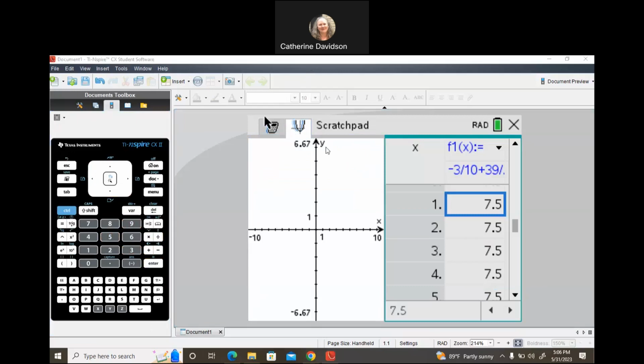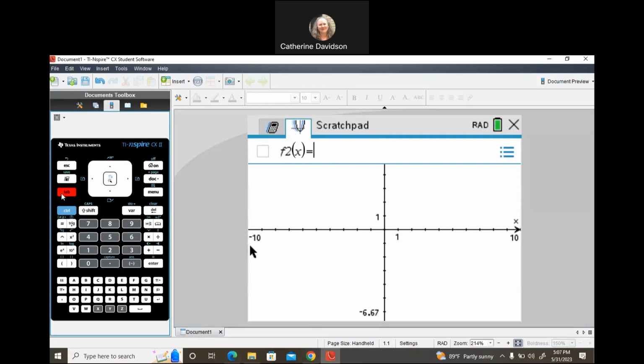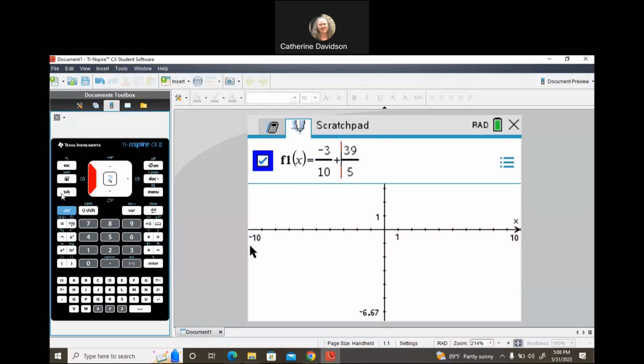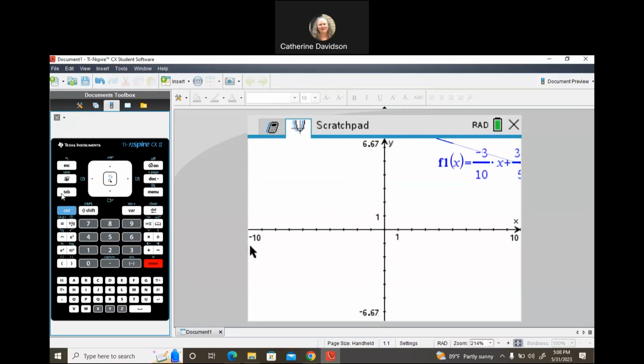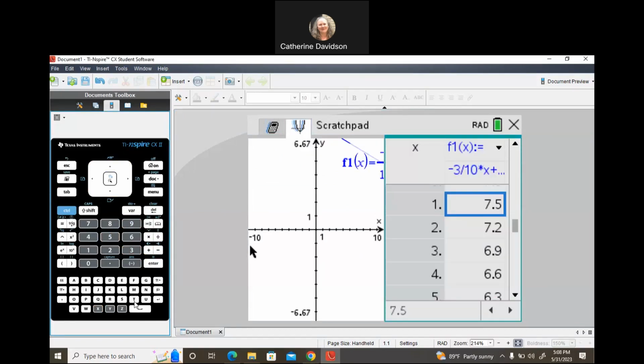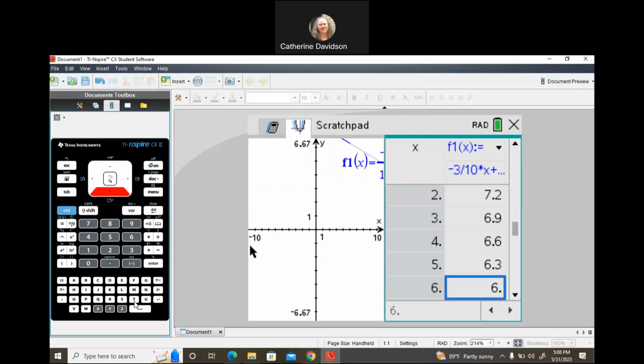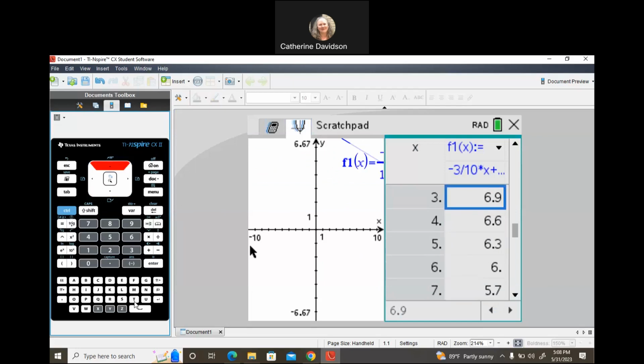Let's do the table. All right, I did something wrong. These shouldn't all be 7.5, but I think I know what I did. Control T, tab, arrow up, and I forgot my X. That's better. So let's hit Control T again. That looks much better. We have 6, 6, and 1 and 7.5.